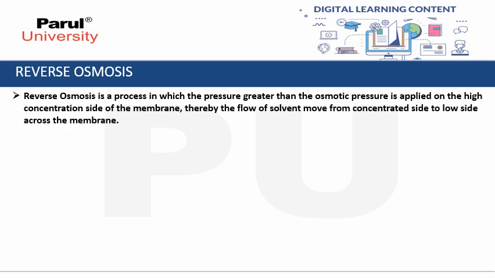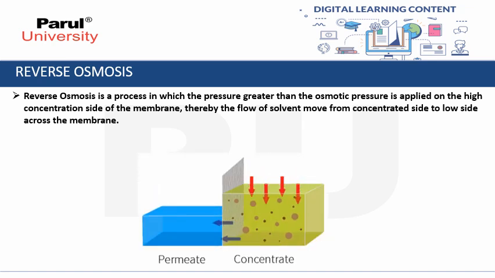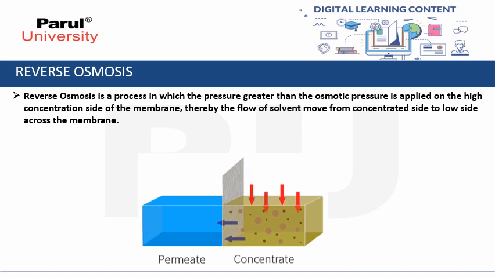Reverse osmosis. Reverse osmosis is a process in which a pressure greater than the osmotic pressure is applied on the high concentration side of the membrane. Thereby, the solvent flows from the concentrated side to the lower concentration side across the membrane.